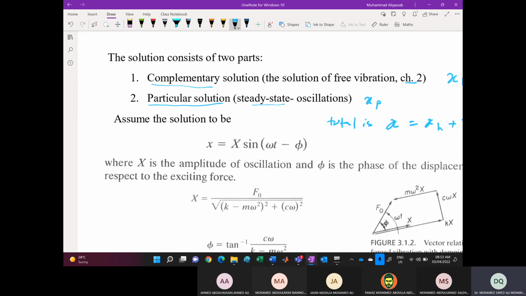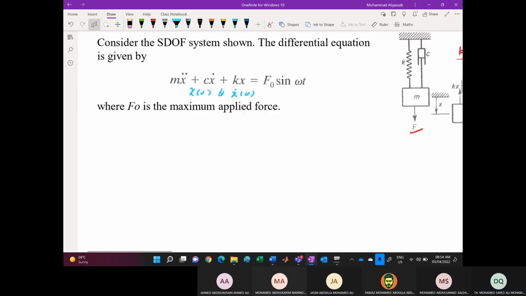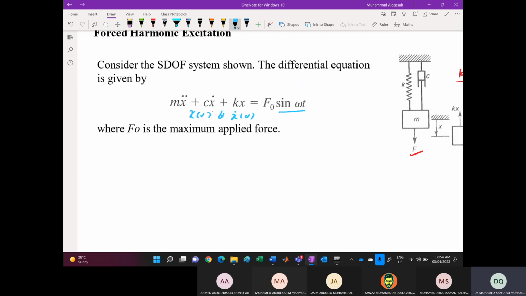So if the right-hand side is 0, then the particular solution is automatically 0. There is no particular solution because the right-hand side is 0. Yeah, that is the trivial solution. But what is x? x depends on the right-hand side. The right-hand side of the equation we have here is sine omega t.